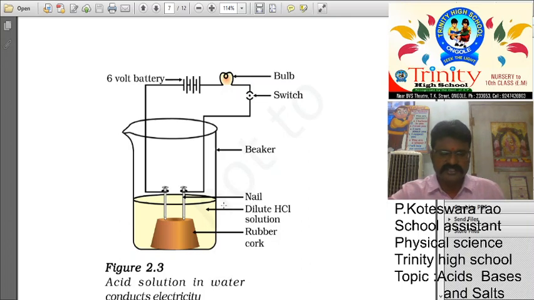Okay, so by using this, what have you understood? In which condition is the bulb glowing? That is our result. What is the observation? Your observation is that in some solutions the bulb is glowing. In which solution is the bulb glowing? Because you already did the experiment. You can observe that only in HCl and H2SO4 the bulb is glowing. In the remaining two, glucose and alcohol, the bulb is not glowing.